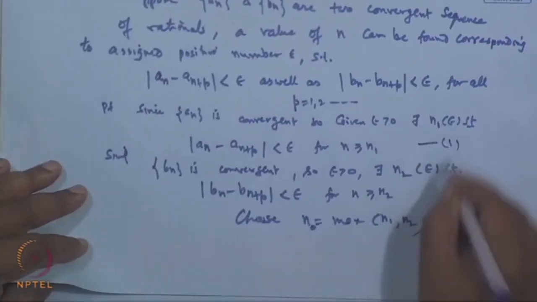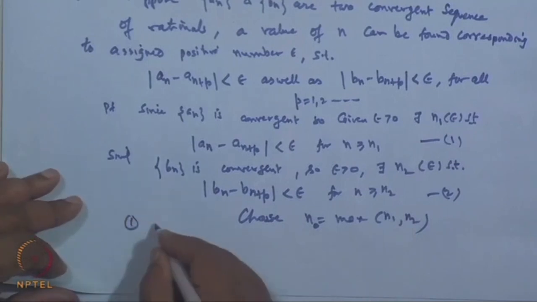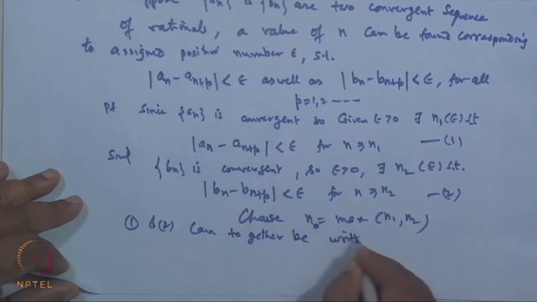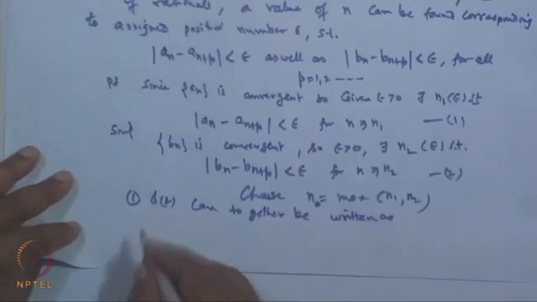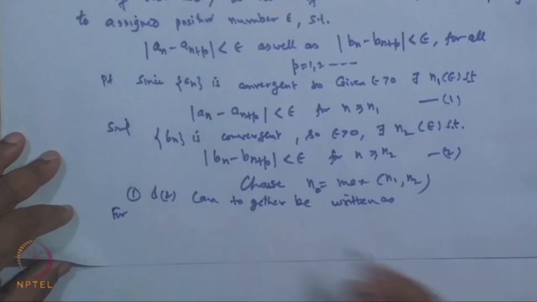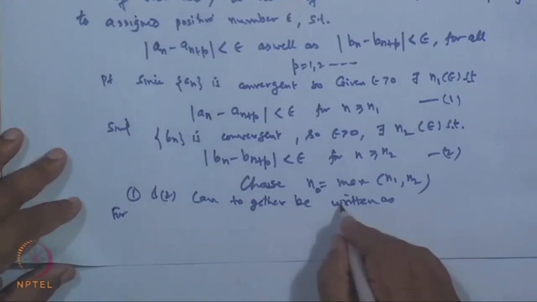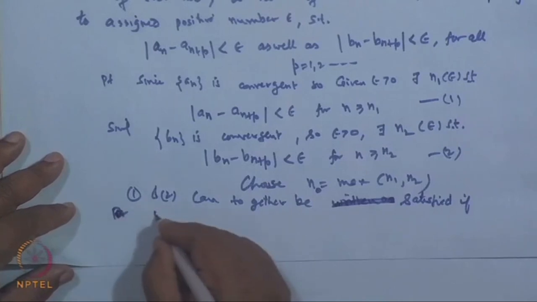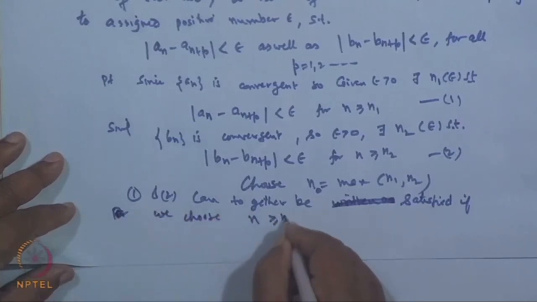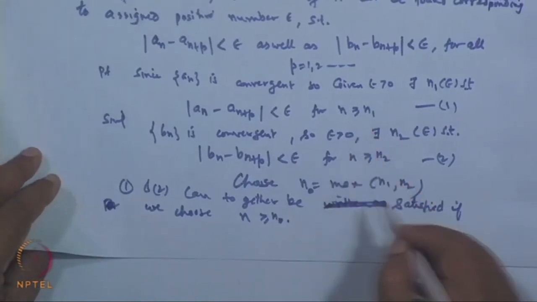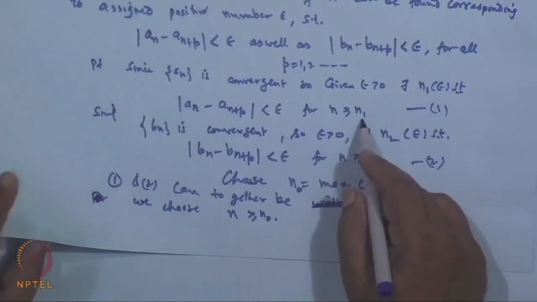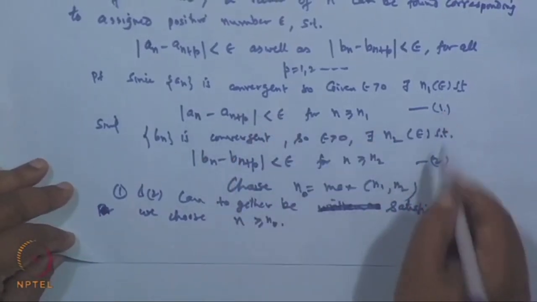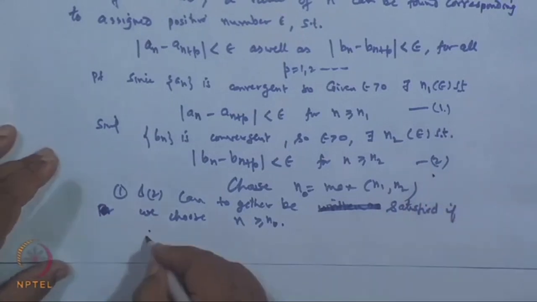Then what happened? Can 1 and 2 not be combined? So, 1 and 2 can together be written like this: for a given epsilon, 1 and 2 together can be satisfied if we choose all n greater than or equal to n naught, because this is true for n greater than n1, and n naught is greater than n1. So, for all n greater than n naught it is also true, this is also true for n greater than n naught. So, if we take n greater than n naught, then both conditions, both equations 1 and 2, are satisfied. Therefore, we get this result.